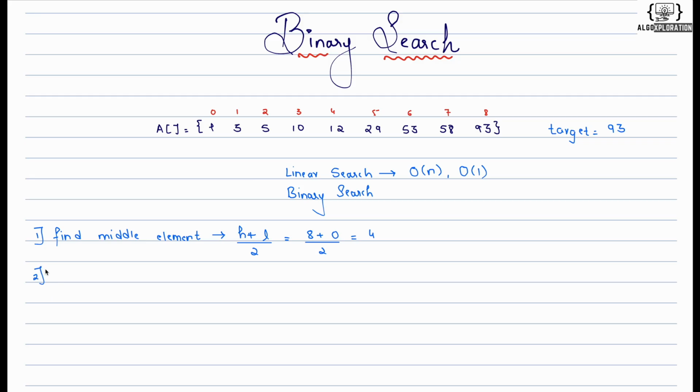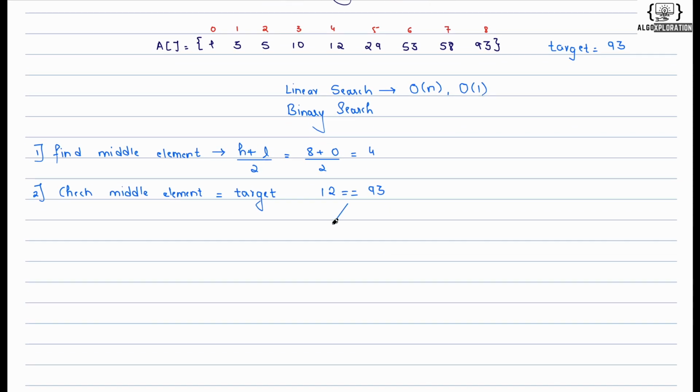The second step is to check whether the middle element is equal to the target or not. Here the middle element is 12, because a of 4 is 12. So we check whether it is 93 or not. There will be two cases, either it is equal or not. If it is equal, then simply return true.